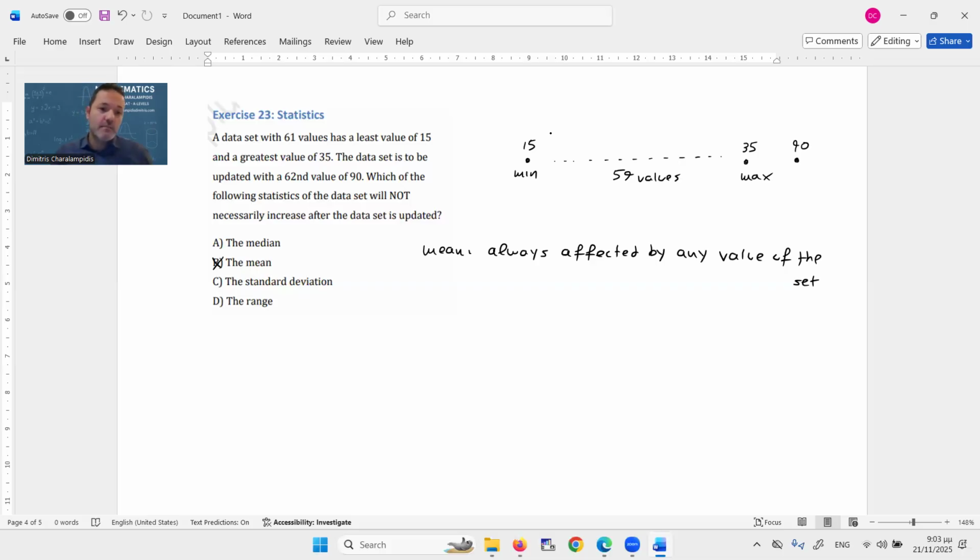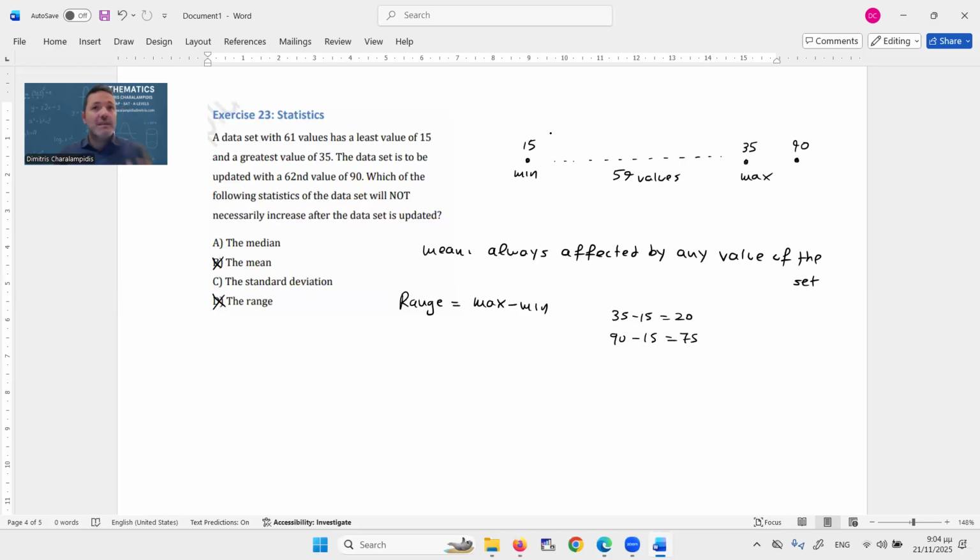The range, let's go to the second obvious thing. The range is defined as the difference between max minus min. I introduced a new max. Before, the range was 35 minus 15, which was 20. Now, the range is 90 minus 15, which is 75. So the range definitely increased.